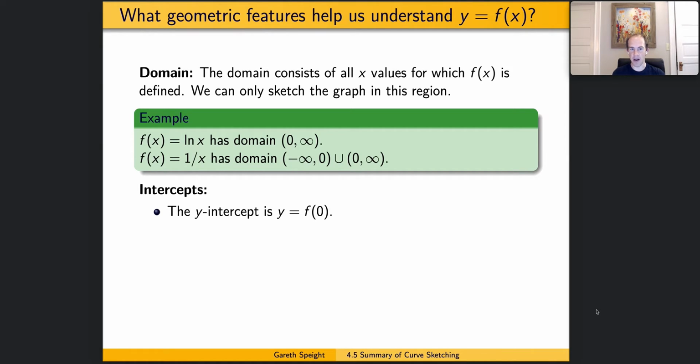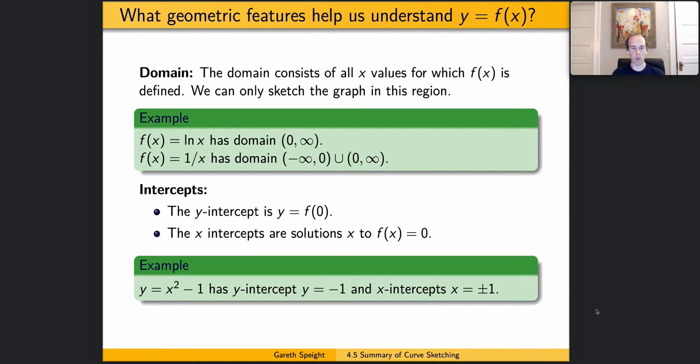Okay, the next thing is our intercept. So the y-intercept is where the graph crosses the y-axis, which is when x equals 0. So the y-intercept is going to be y equals f of 0. And then the x-intercept is where the graph crosses the x-axis, which is when y equals 0. So you are going to want to solve f of x equals 0. So these are the x and y-intercepts.